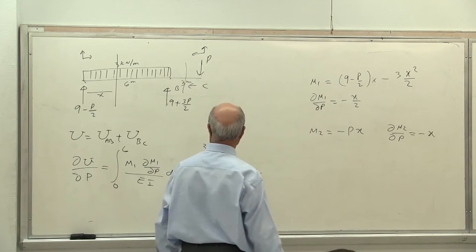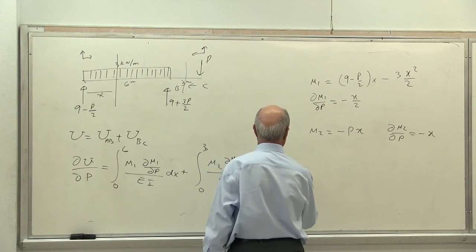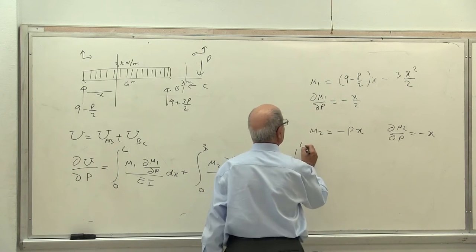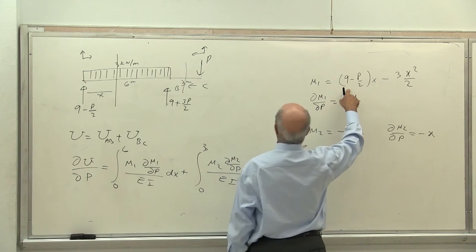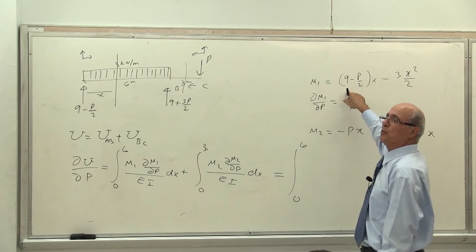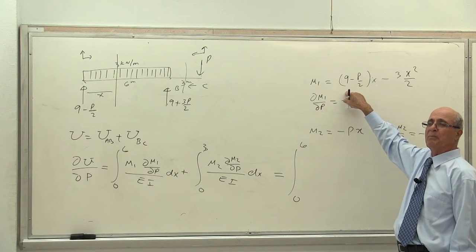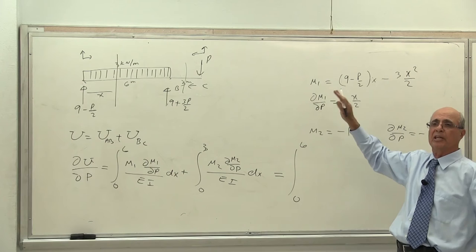I hope everybody is clear to that. So all we have to do here, write it down again one more time, 0 to 6. Now, here is the point. Now I don't need to keep this p anymore. Actually, it's much simpler to put the number, because my derivative is done, yes or no?